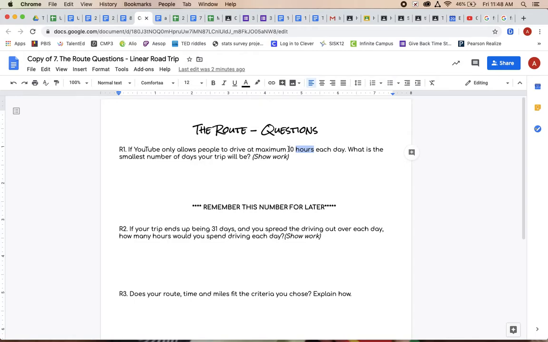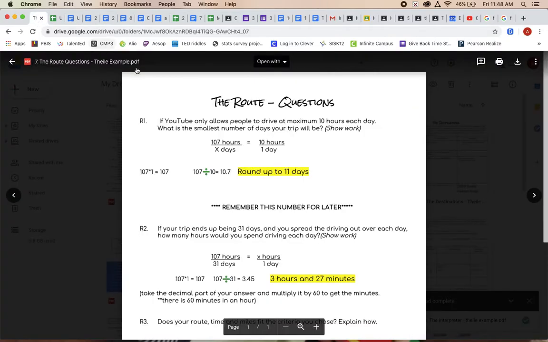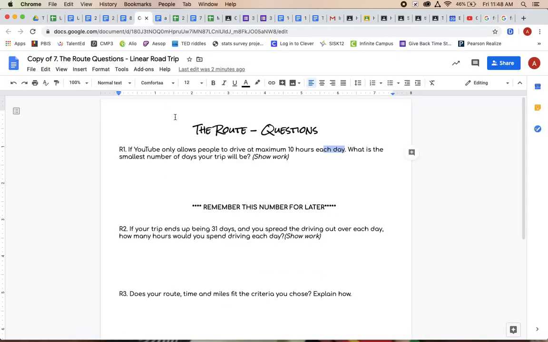So that's a proportion, right? I want to do 10 hours each day, so one day. How many days is your trip? So I'm going to refer to 107 hours, which was my trip, right? So if 107 hours is my trip and I want it to be 10 hours, right?